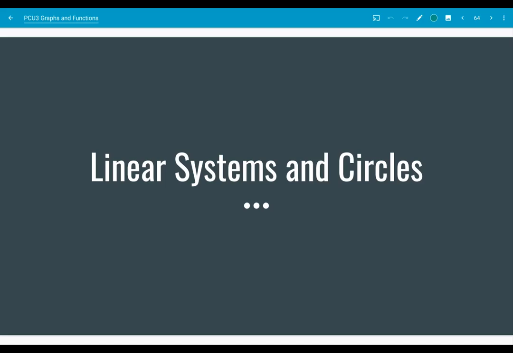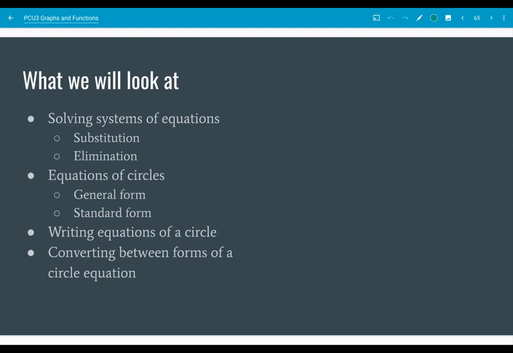In this video, we're looking at linear systems and circles. So we're looking at how we solve systems of equations, look at equations of circles in their two forms, writing an equation of a circle, and converting between the equations of a circle.